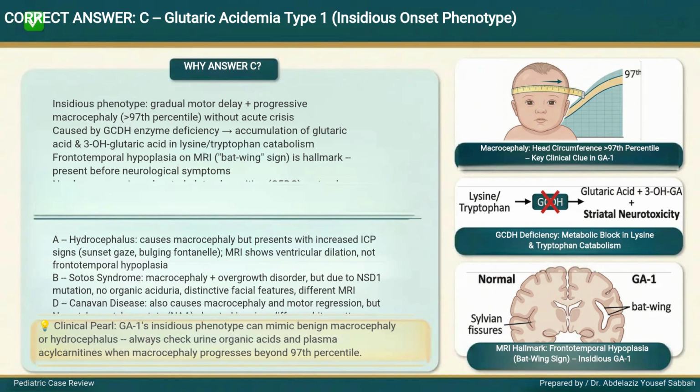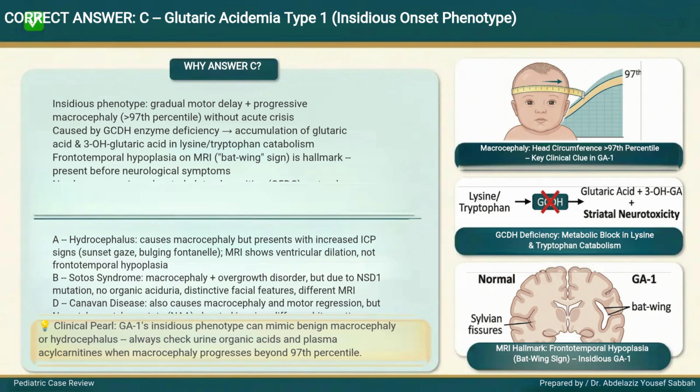It is caused by glutaryl coenzyme A dehydrogenase deficiency, leading to accumulation of glutaric acid and 3-hydroxyglutaric acid. The hallmark magnetic resonance imaging finding is frontotemporal hypoplasia, known as the bat wing sign, present before neurological symptoms appear. Newborn screening detects elevated glutarylcarnitine on tandem mass spectrometry.